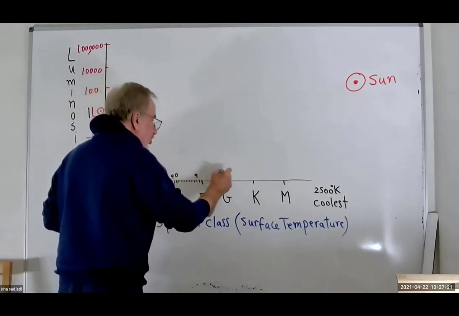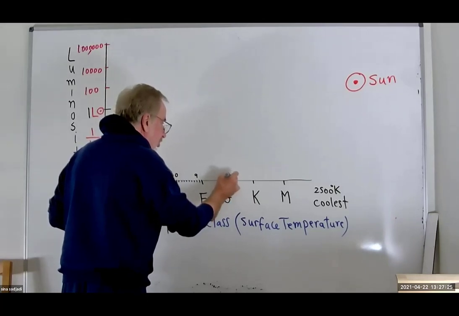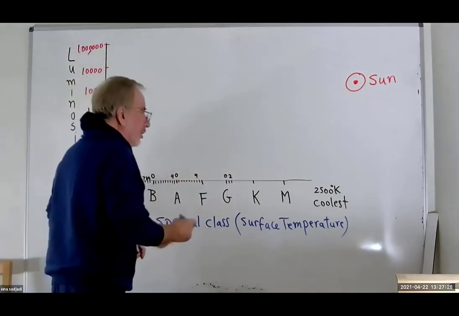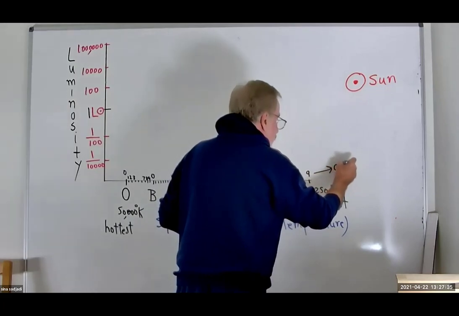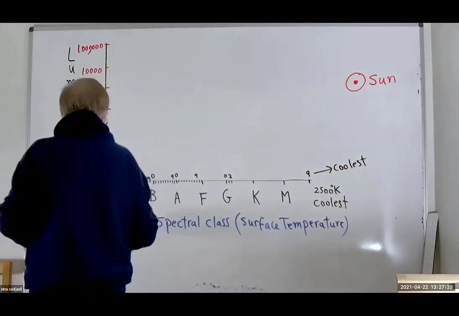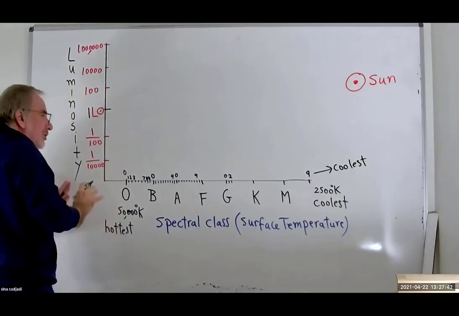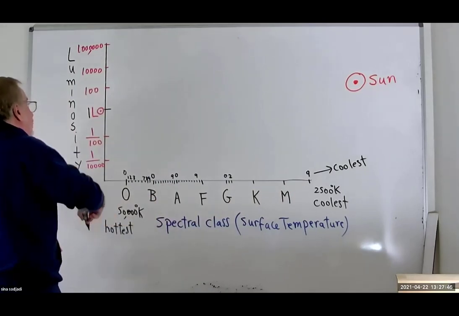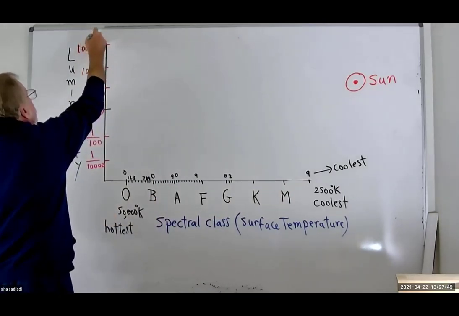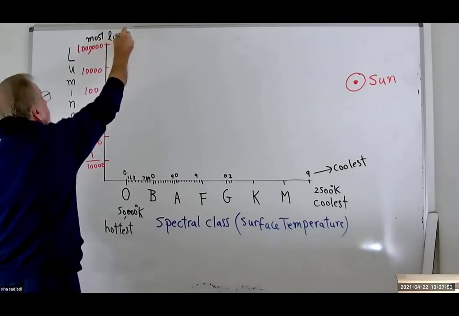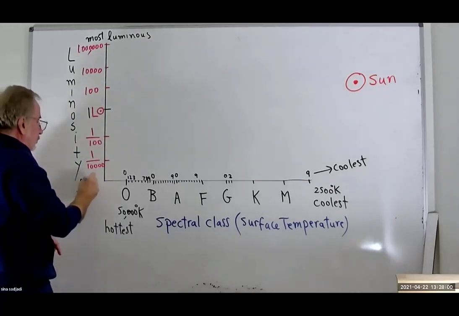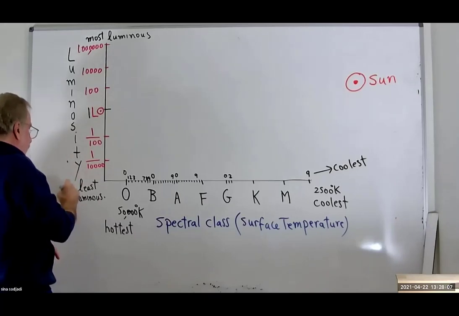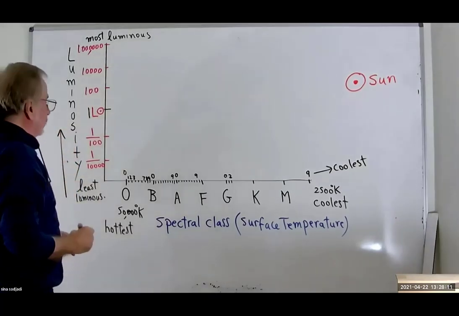So you keep going here. This is G0. The sun is a G2 star. M9 will be the coolest of all the stars in the sky. O0 would be the hottest star in the entire sky. So it gets cooler this way, it gets hotter this way, it gets more luminous this way. This is the most luminous. This is the least luminous. So it goes up this way to the most luminous.